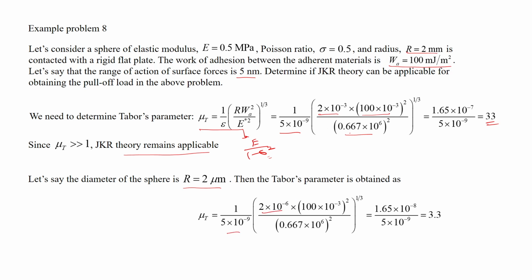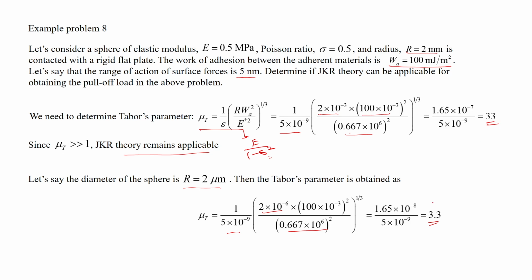Here again epsilon is 5 nanometer, that is the range within which the pull-off load works. In this case also E star is 0.667 megapascal and the work of adhesion is 100 millijoule. If you work out the whole thing, it comes out to be 1.675 times 10 to the minus 8 here and 5 times 10 to the minus 9 here. So, it gives us 3.3. So, it is actually smaller.